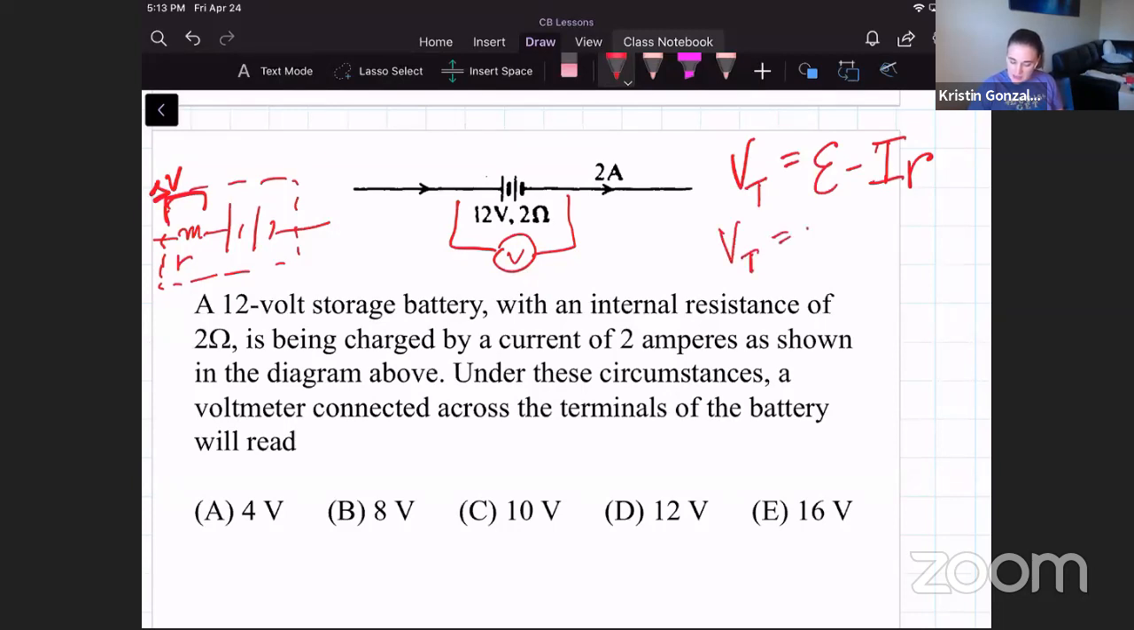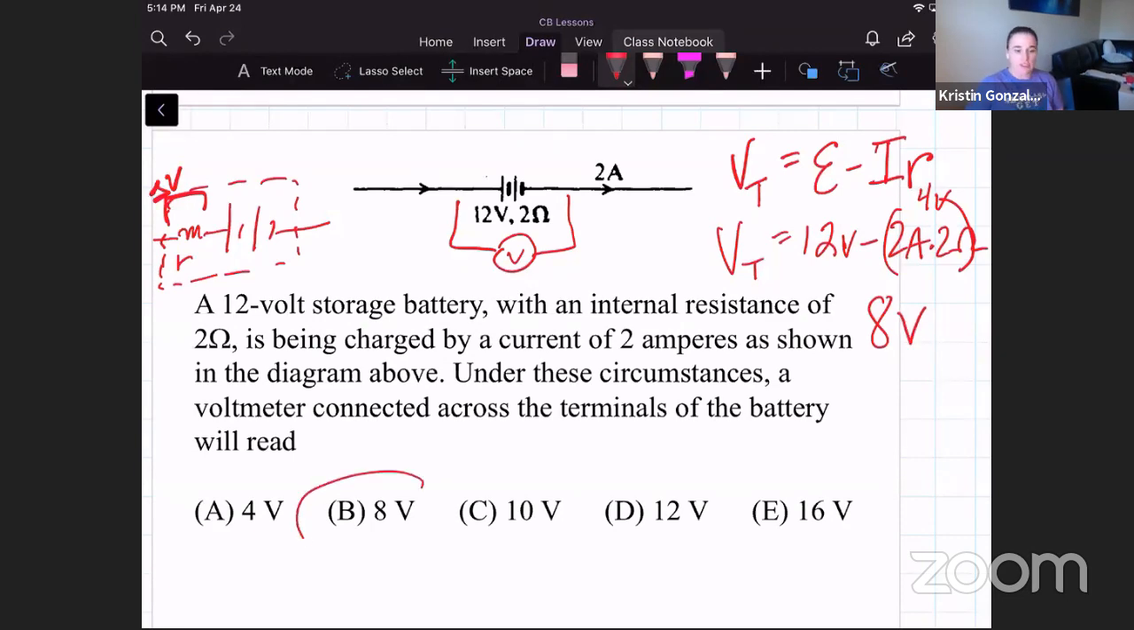So I could say that's times IR. Then we plug in: the EMF of the battery is 12 volts, the current is 2 amps times our resistance R. The terminal voltage is what we're looking for. I'm sorry, guys, I'm thinking ahead; there's another one we're going to do in a second that's the reverse. Our resistance is 2 ohms, so 2 amps times 2 ohms gives us 4, and 12 volts minus 4 volts gives us 8 volts, which is B.